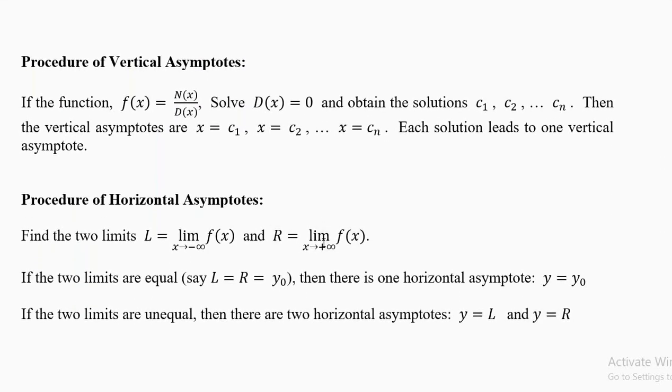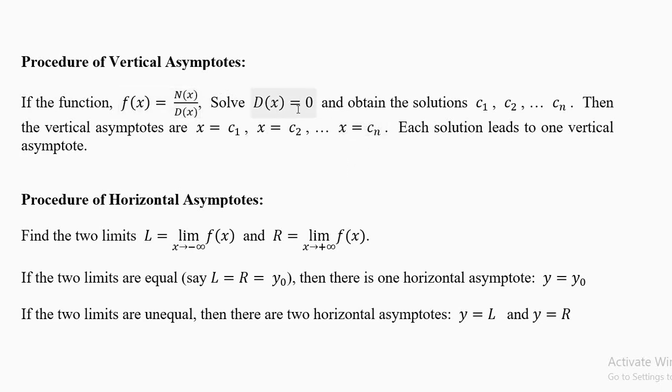Now what's the procedure for calculating the asymptotes? See, vertical asymptotes are easy. They have nothing to do with your calculus. They are from your school geometry. Many old books have this. If the function is of this form, numerator divided by the denominator, then just solve denominator equal to 0. Don't look at the numerator, just look at the denominator. What comes up is called numerator, what comes down is called denominator.